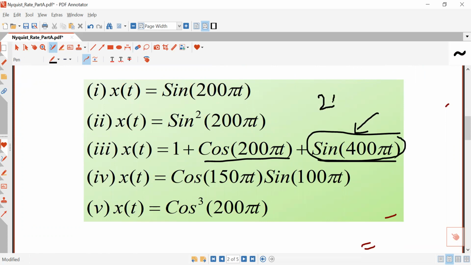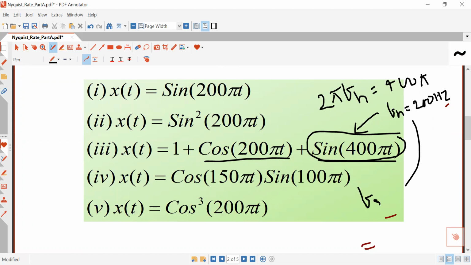Here 2 pi f, or you can say the highest frequency component 2 pi f, is 400 pi. So you can determine the highest frequency component present in this signal, which is 200 hertz. And according to the sampling theorem, the Nyquist rate or minimum sampling frequency should be twice of this. So the answer will be 400 hertz.